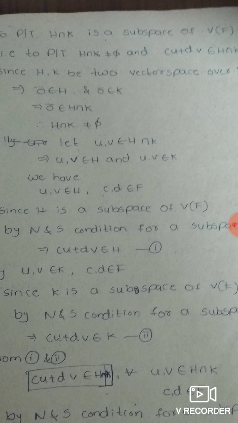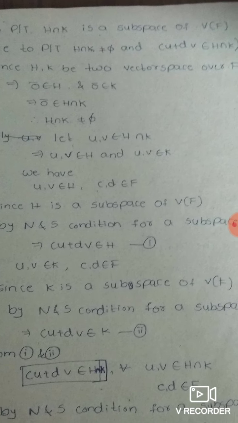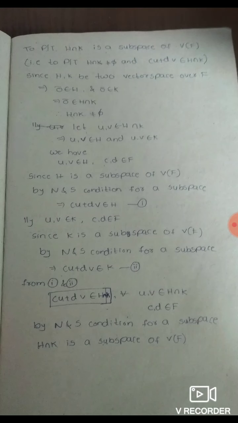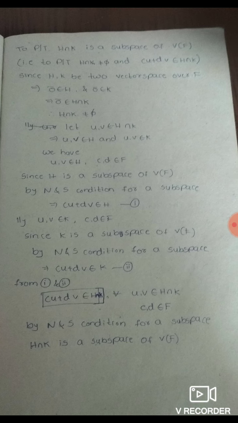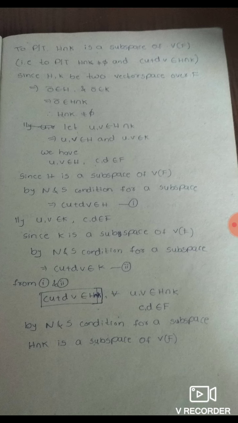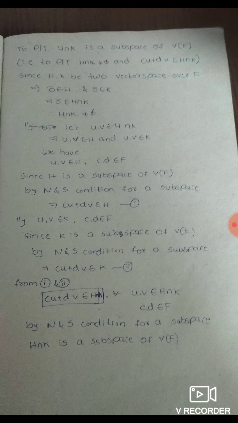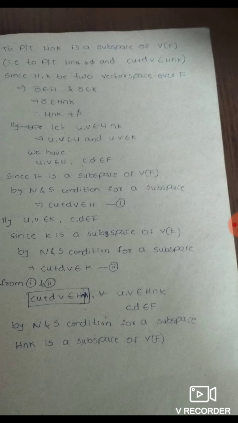For all U, V belongs to H intersection K and C, D belongs to F, Cu plus dV belongs to H intersection K, so by the necessary and sufficient condition for a subspace, H intersection K is a subspace of V of F. Therefore the intersection of two subspaces is a subspace of V of F. Once again, explaining the theorem.